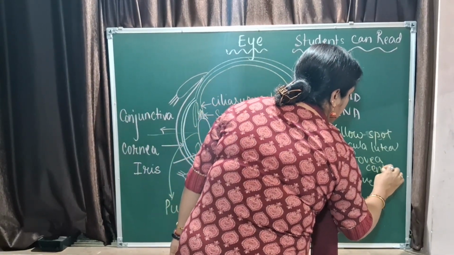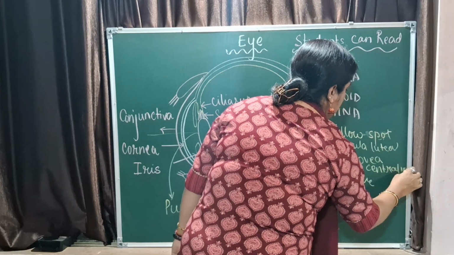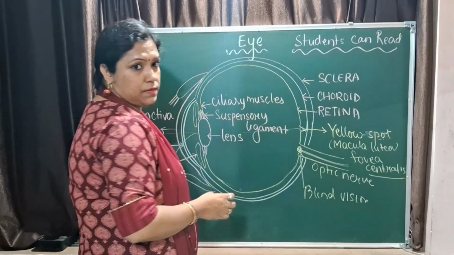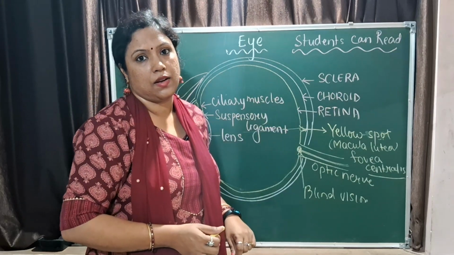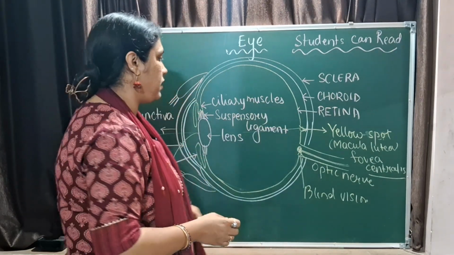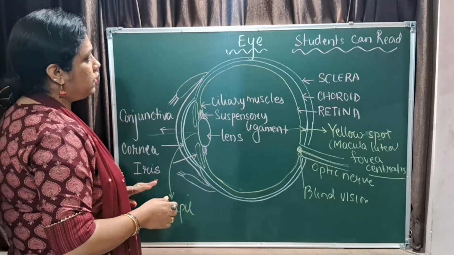This is very important. This is the site of maximum vision, that is, most of the cones are concentrated in this area. Is it clear? So this is the structure of the human eye.